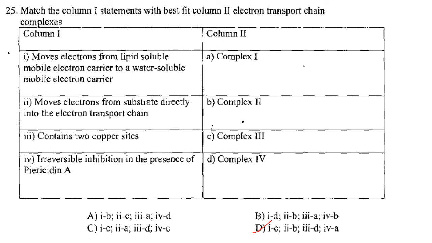Moves electrons from substrate directly into the electron transport chain. So 2B, that is complex 2. Contains 2 copper sites. 3D, that is complex 4. Irreversible inhibition in the presence of pyridine A. So 4A, that is complex 1. So the answer here is option D, that is 1C, 2B, 3D, 4A.